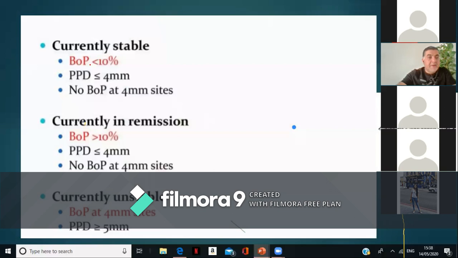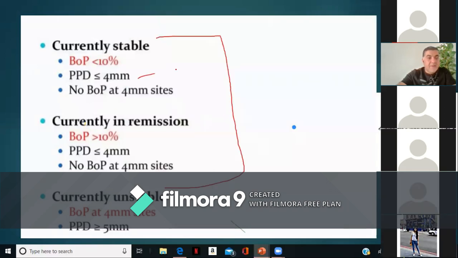Currently stable: bleeding, if you remember we said this is the same here and here. The problem is just bleeding on probing, less or more than 10%. This one is for the severe cases: bleeding on probing at a 4 mm site, periodontal pocket, 5.